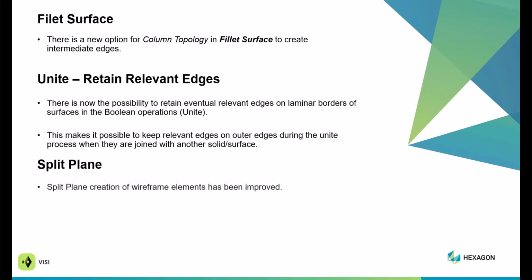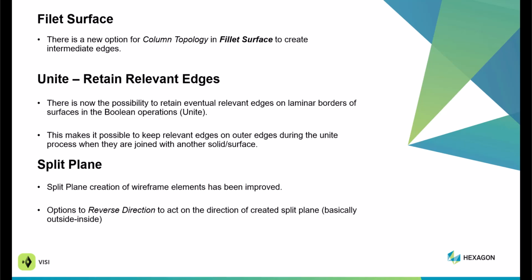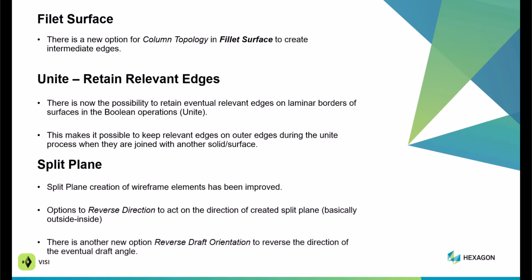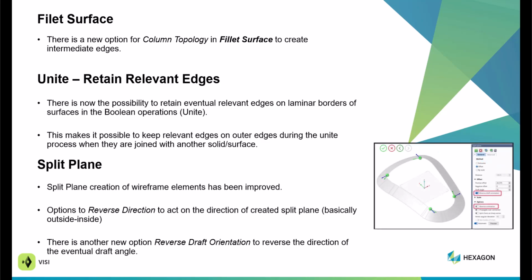Within split plane, there have been some improvements with the wireframe elements. There's an option, reverse direction, to act on the direction of the created split line, basically out to in or in to out. There is another new option, reverse draft orientation, to reverse the direction of the eventual draft angle that's going to be created.